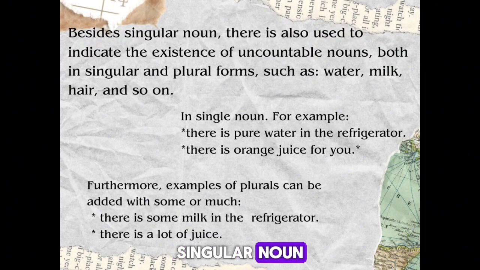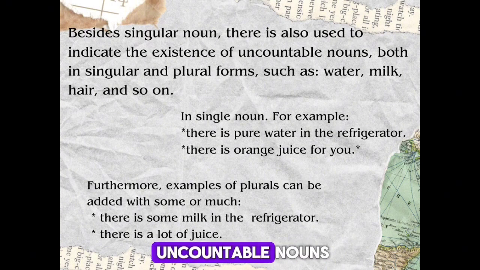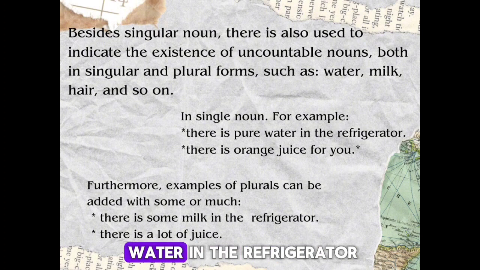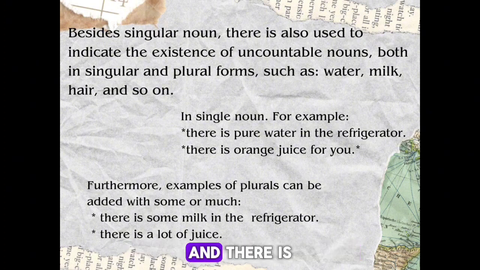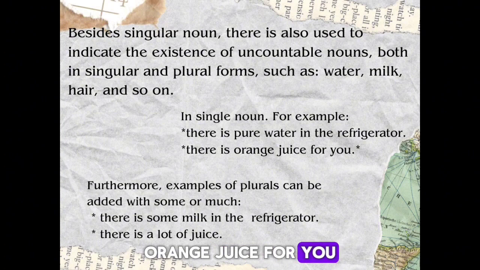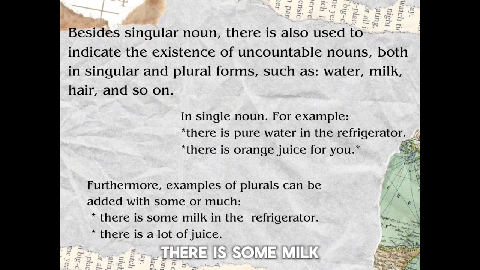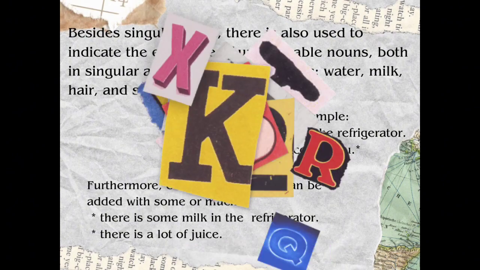Besides singular nouns, there is also used to indicate the existence of uncountable nouns, such as water, milk, hair, and so on. For example, there is pure water in the refrigerator and there is orange juice for you. Furthermore, examples can be added with some or much: there is some milk in the refrigerator and there is a lot of juice.